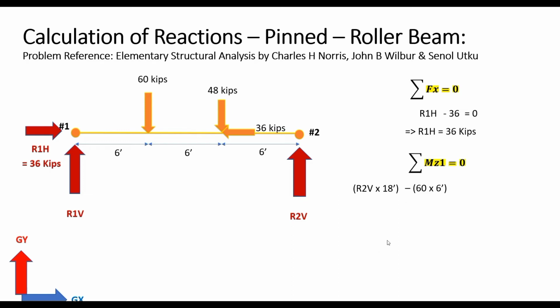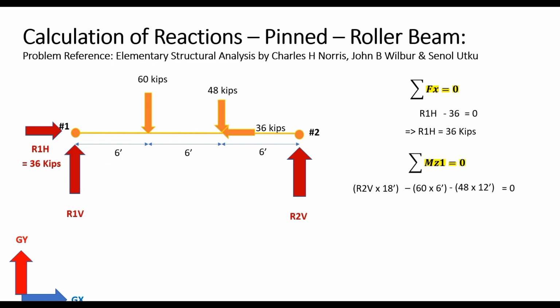The next moment would be from the vertical load of 48 kips, and it is located at a distance of 12 feet from node 1. Even in this case, the moment would be clockwise, so we have a negative value for it. And the summation of all these moments created by these forces would be 0.